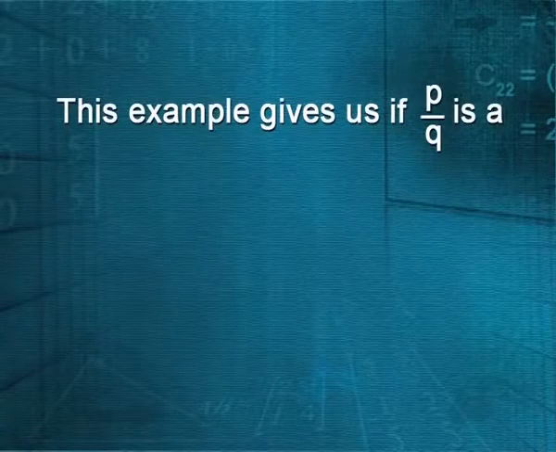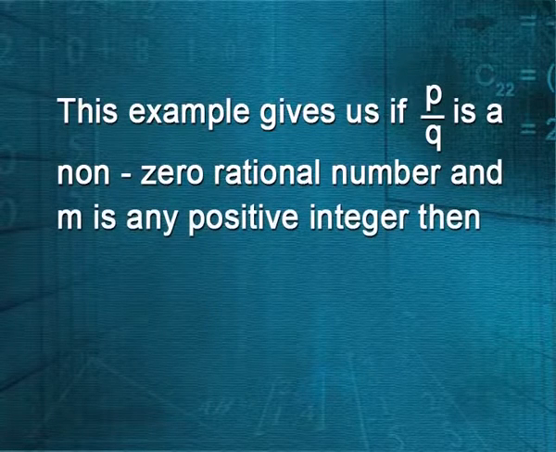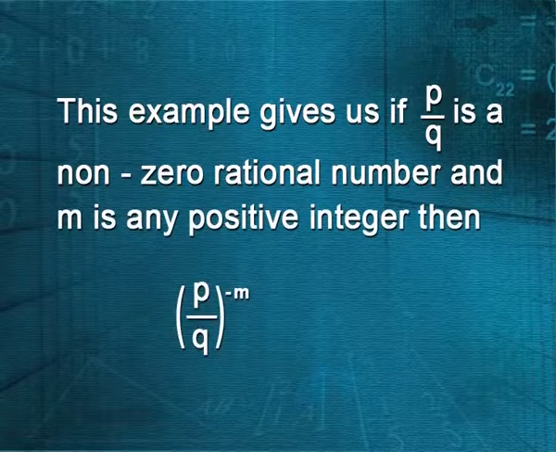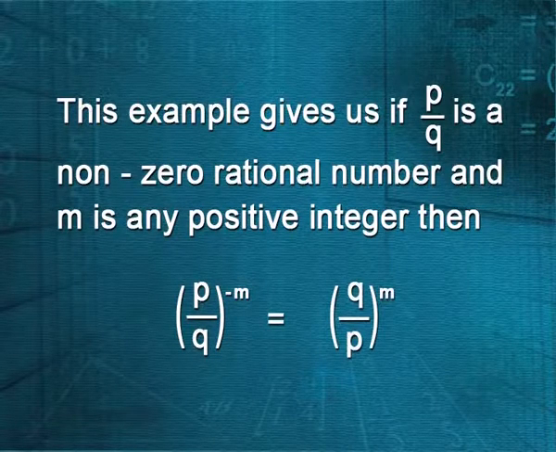This example gives us: if p by q is any non-zero rational number and m is a positive integer, then p by q raised to power minus m is equal to q by p raised to power m.